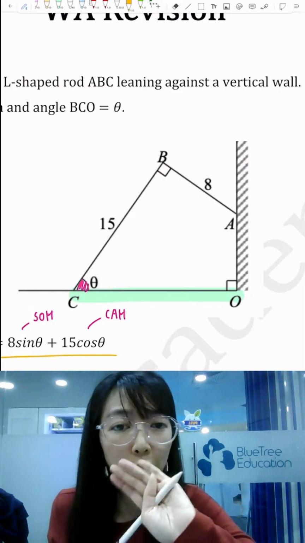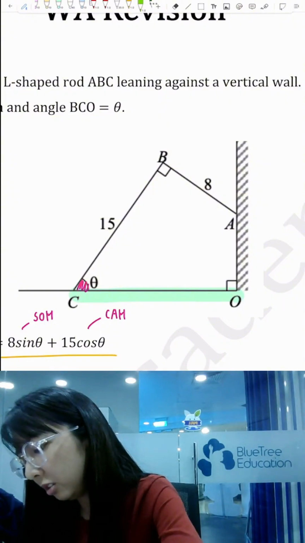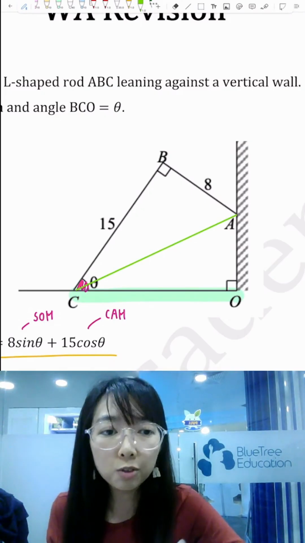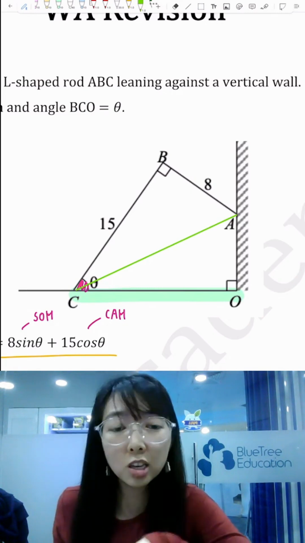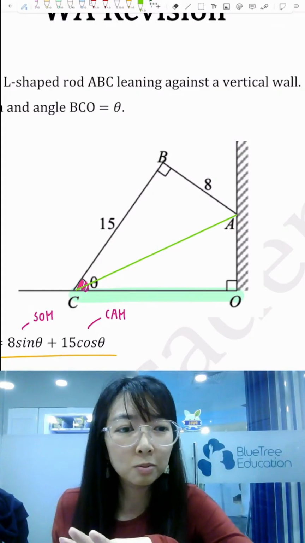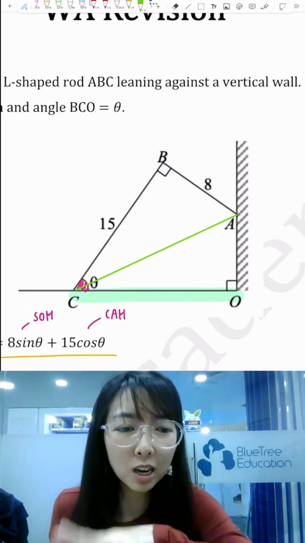AC? No, I cannot do AC. I'll show you if I do AC, then how. If I draw AC, it forms a right angle triangle. However, the theta is being cut. I also don't know if it's actually cut into half. It is unknown, so I cannot use AC. It's R formula, so usually I cannot cut the theta.